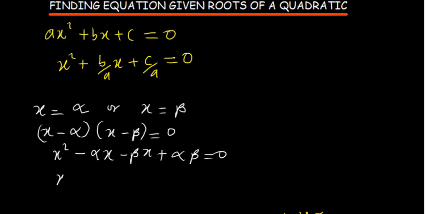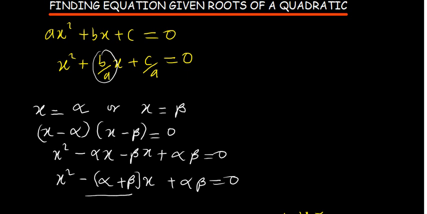So this will be x squared. I'll factorize out a negative, so that will be negative alpha plus beta. Since x is also common, I'm also factorizing it, but the x I'm going to put this side, and then plus alpha beta, that will be equal to 0. So this is where the thing comes from. The b over a should be equal to this part. The c over a should be equal to alpha beta, the product of the roots of a quadratic.